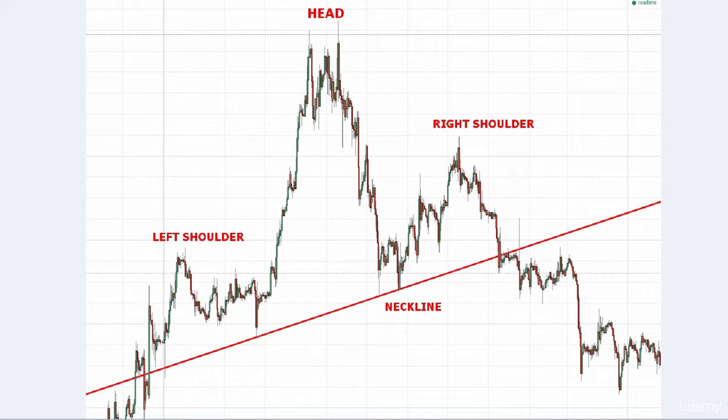It consists of three parts: the left shoulder, head, and right shoulder. These three parts are connected by a trend line that is called the neckline. According to the rules, the left and right shoulder should be approximately the same size. In a growing trend, the right shoulder should be a little higher and form a higher peak compared to the left shoulder, while in a decreasing trend, the right shoulder should be located in a lower position than the left shoulder.